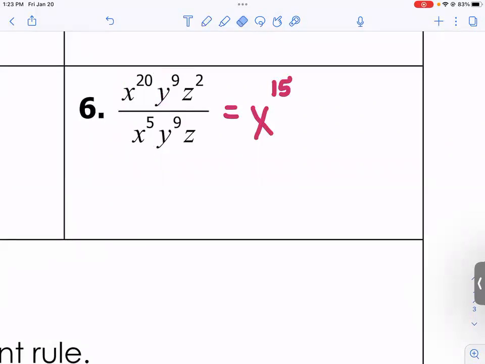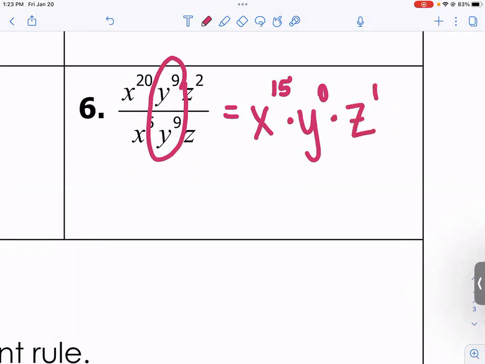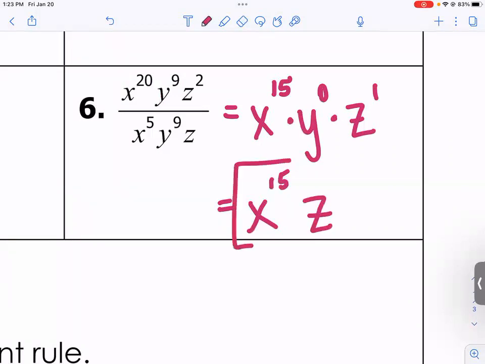All right, here's that situation. Y to the 9th over y to the 9th. Okay, so I'm gonna write y to the 0, and then I'm gonna write z to the first, because I'm being a little bit obnoxious. Yes, y to the 0 is 1, and z to the 1 just means z. So this is the answer that I would want to see.